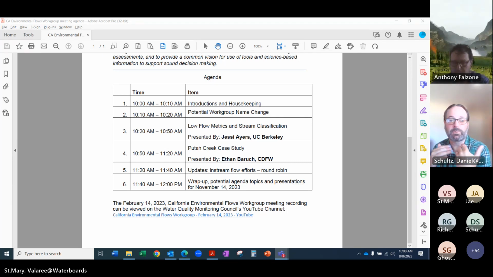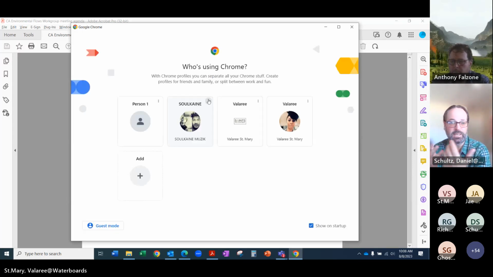So the question here is whether we want to keep the environmental flows work group name versus switching it to ecological flows, which would align a little bit better with the Water Quality Monitoring Council's goals and objectives. So I don't know if we were able to figure out, my fingers are crossed, that we can put this as a poll. But also, before we start the poll, I wanted to open it up to anybody's thoughts or comments on a potential name change along those lines.